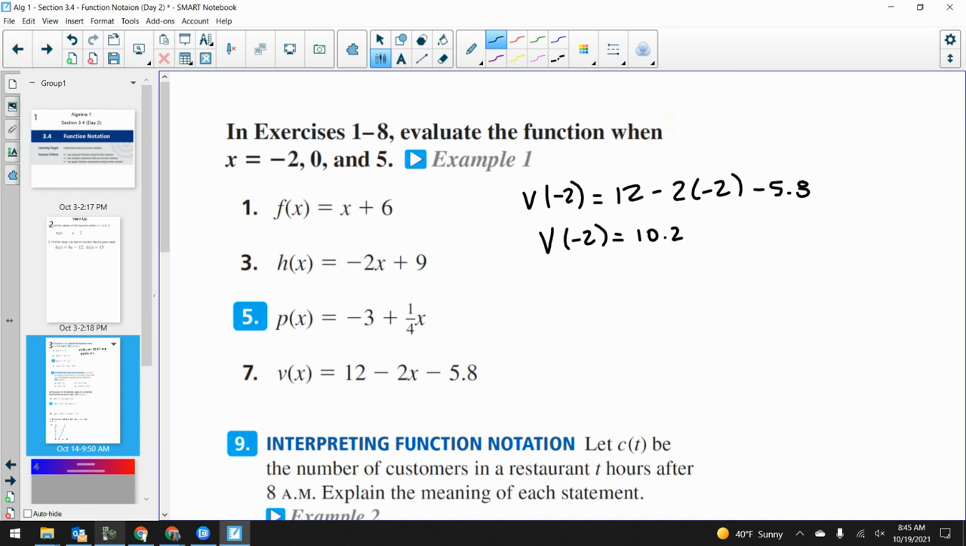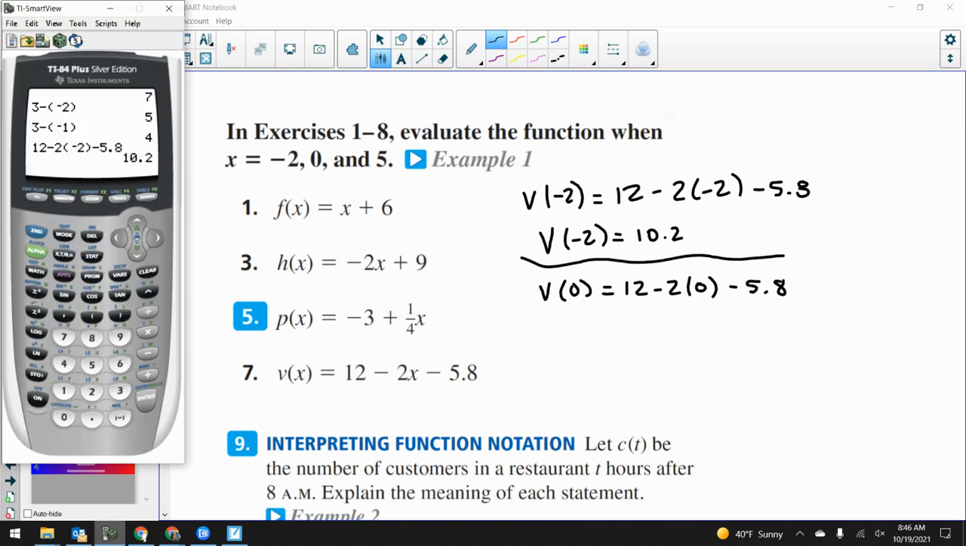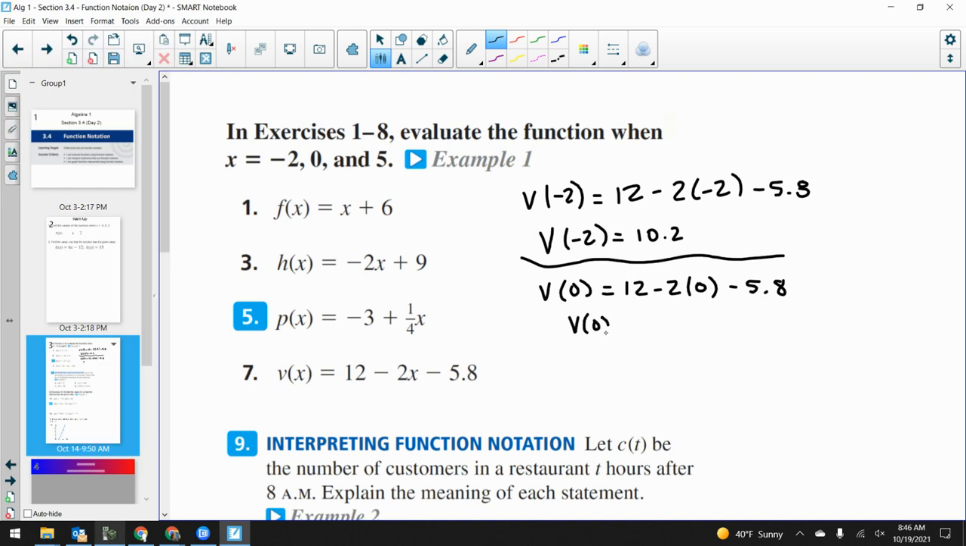Then I'm going to do the same thing with v of 0. See, that's one of my answers. I'm going to do v of 0, which is 12 minus 2 times 0 minus 5.8. So that means I've got 12 minus 2 parentheses 0 minus 5.8, which gets me 6.2. So v of 0 is 6.2.